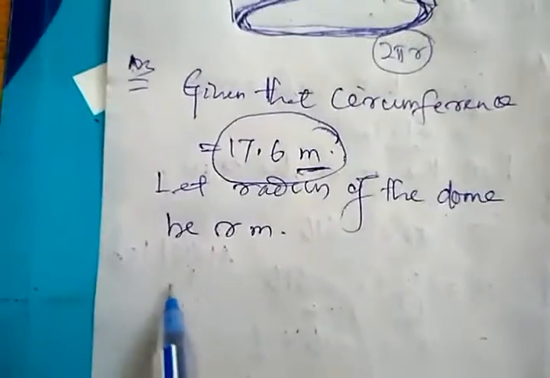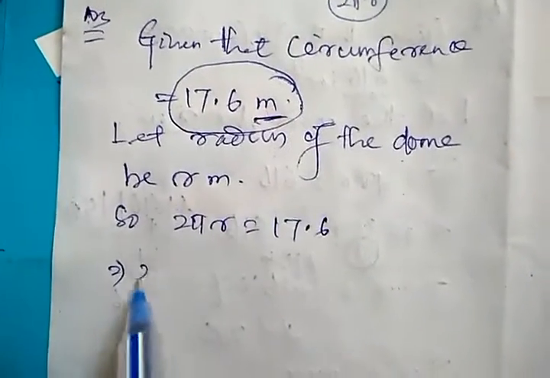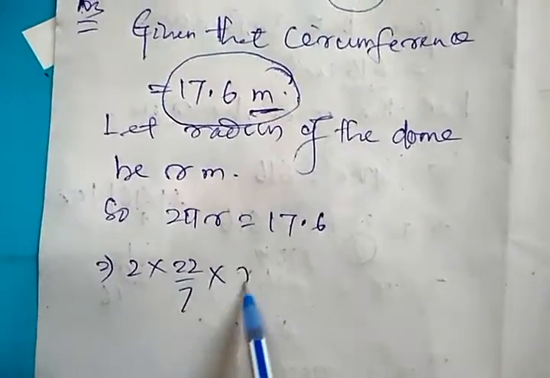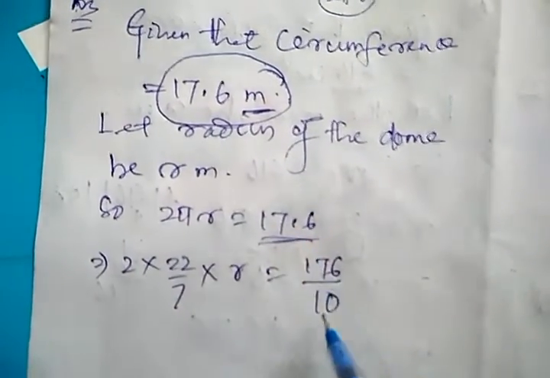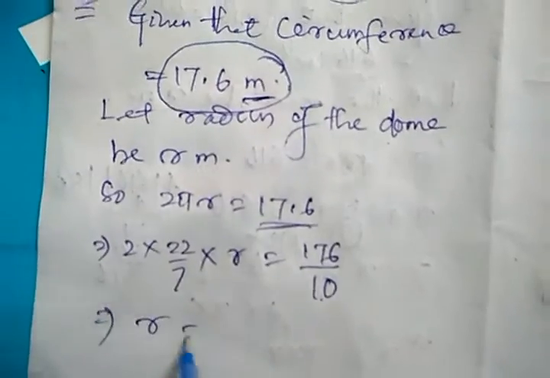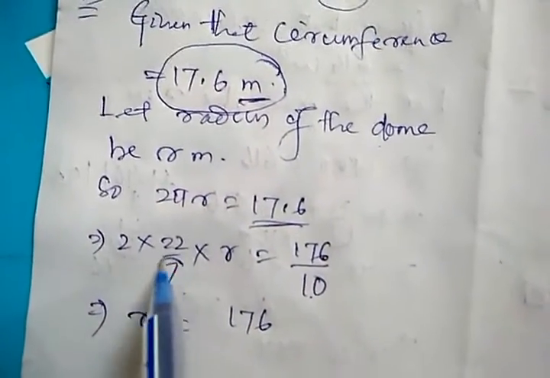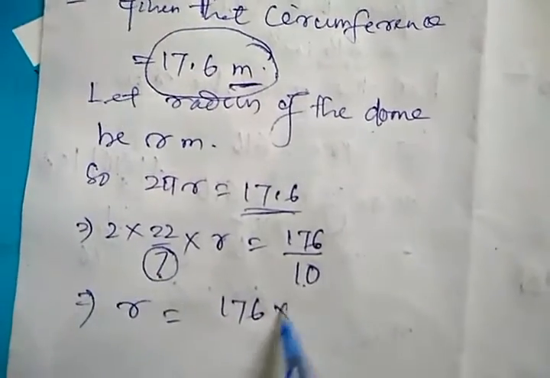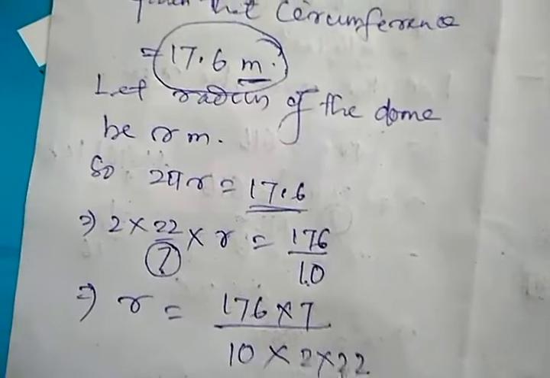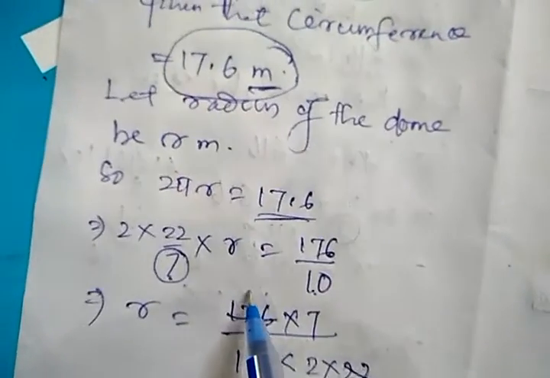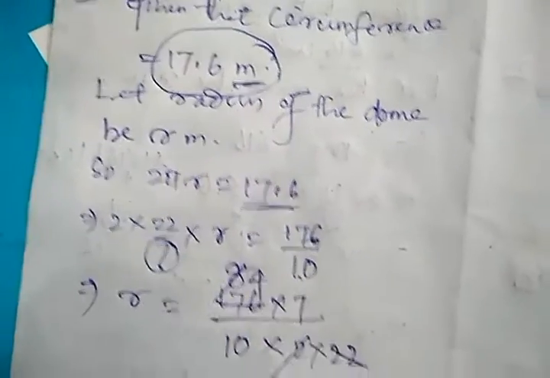So 2 pi r is equal to 17.6. So now 2 into 22 by 7 into r. 17.6 you convert into fraction. It is 1 place of decimal, so divide by 10. So r is equal to 176 numerator, and denominator 7 into 10 into 2 into 22. So 22 cancels 176, how much? Now this is 8. This 2 cancels 8, how much? Now 4.